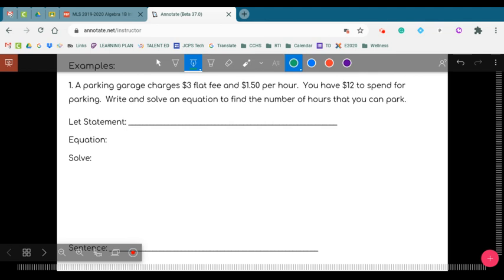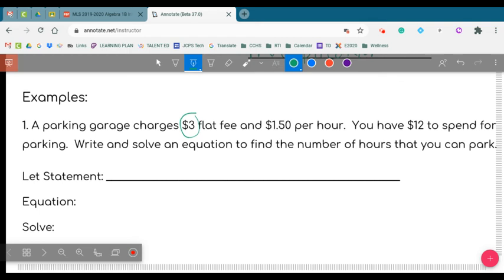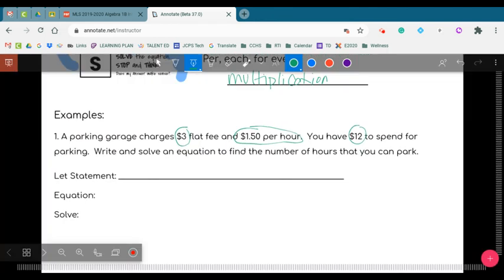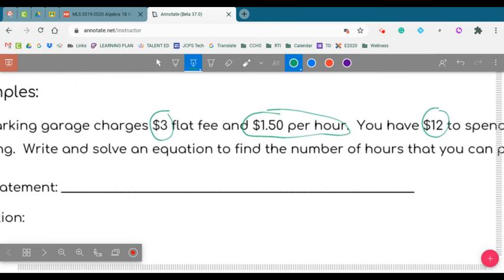So we're going to read through it again. A parking garage charges a flat rate of $3, so I'm going to circle the $3. And then $1.50 per hour. I'm going to circle that whole thing. So that per hour really explains what that $1.50 is. You have $12 to spend for parking. Write and solve an equation to find the number of hours you can park.